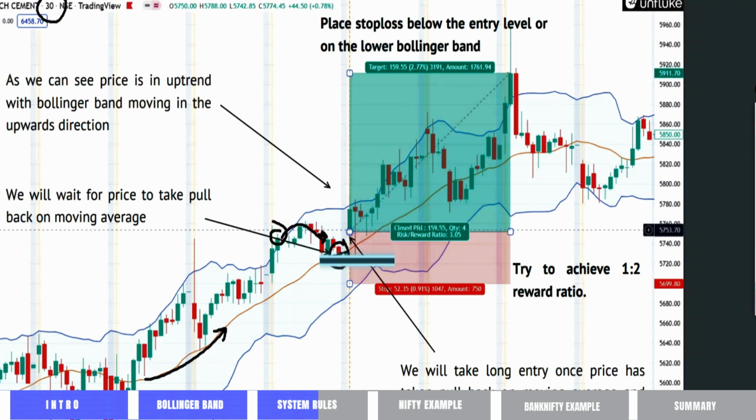That means we will buy here, and we can keep a stop loss of the lower Bollinger Band. So this can be our stop loss, and you can see after the entry, the stock went up very quickly. In fact, it gave us almost a 1:4 or 1:5 trade. So this is how we will take long entries, and this is entry on a pullback. Let me now show you an example of selling as well.